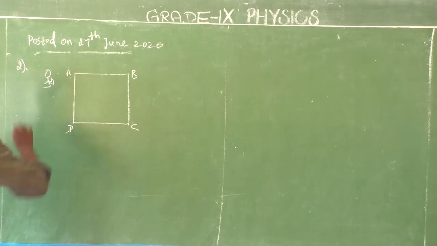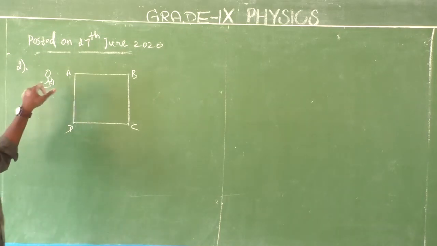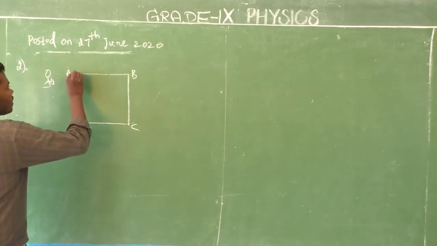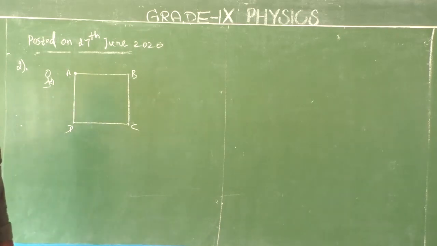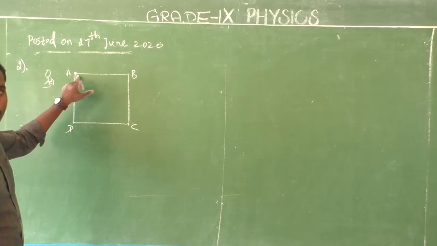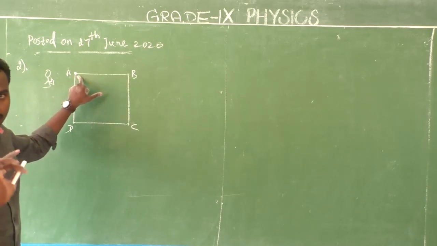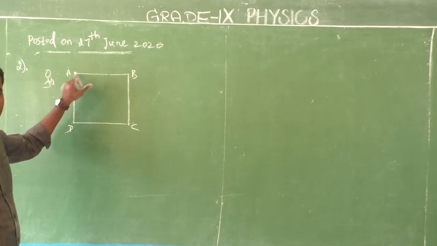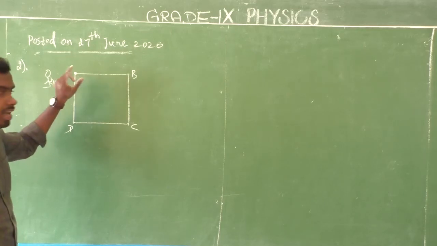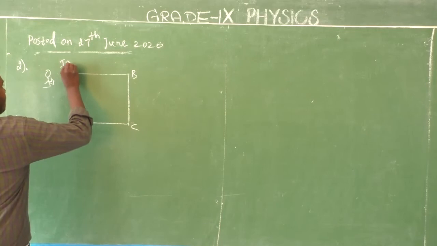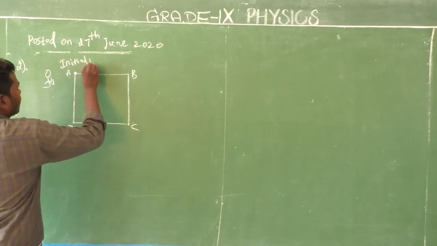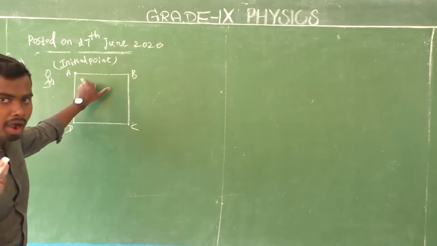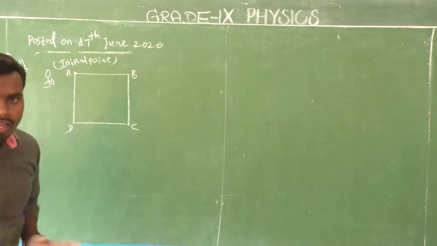Consider a farmer. That person is a farmer. That farmer starts moving from point A. You consider that, that is for convenience. So which is the initial point? A is the initial point. A is considered as the initial point, keep that in your mind.